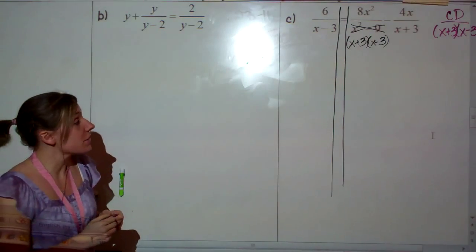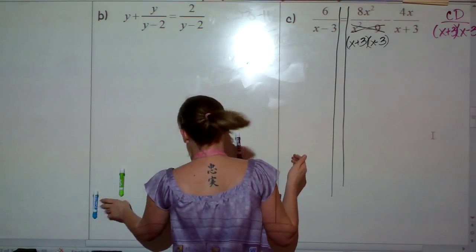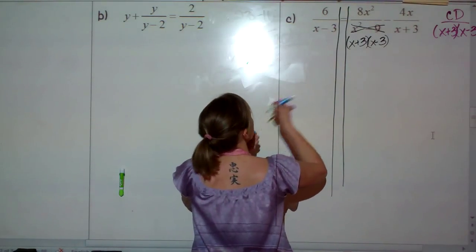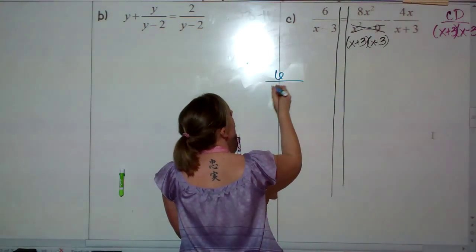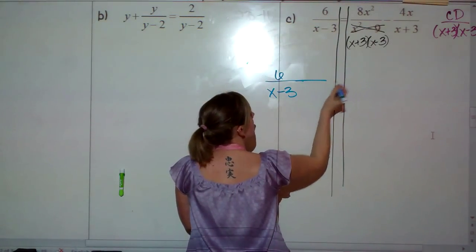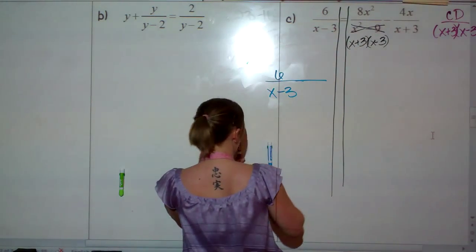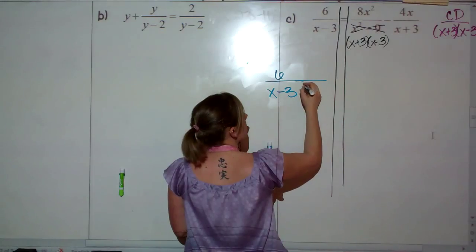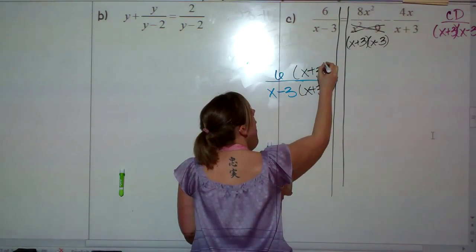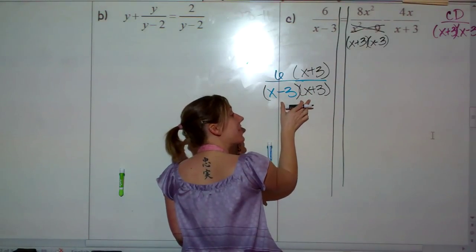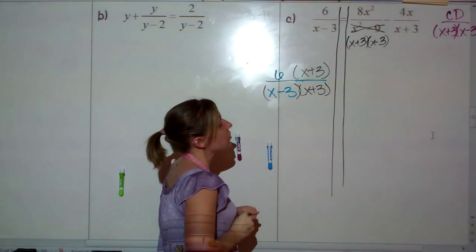Alright, so that means all three of them have to have that. And again, you can ask yourself, well, what is it missing? So, if this original fraction was 6 over x minus 3, we decided that it is missing the x plus 3. So, let's put the x plus 3 in here and on top. Alright, now it matches the common denominator.